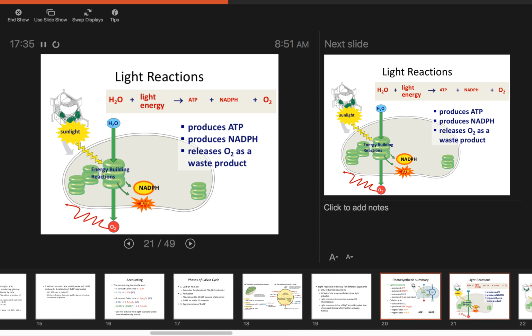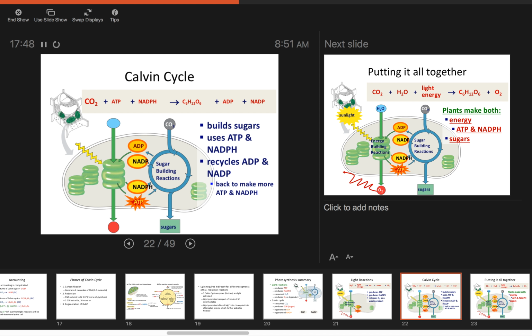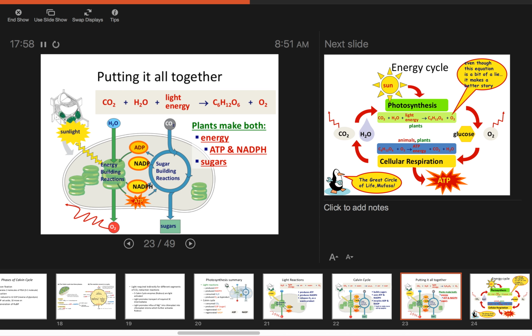That's kind of cool. So again, remember what comes out of the light reactions: ATP, NADPH, and oxygen. This is where water enters. And then for the Calvin cycle, make sure you know what goes in the Calvin cycle and what comes out. CO2 comes in. We form NADP+, ADP, and sugars. So then when you put it all together, this is what you get.